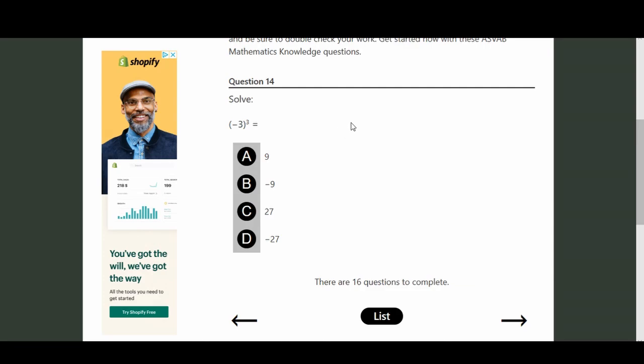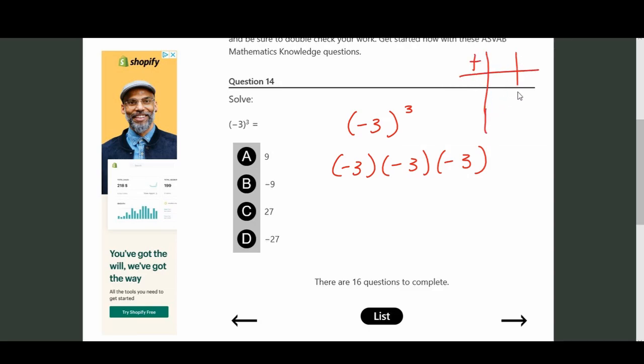Okay, number 14 says negative 3 to the third, which is the same as negative 3 times negative 3 times negative 3. And we can use our signs chart to help us solve this one if we need to. Let me make a quick one for you in case you do need it. A positive times a positive is a positive. A positive times a negative is a negative. A negative times a positive is a negative. And a negative times a negative is a positive.